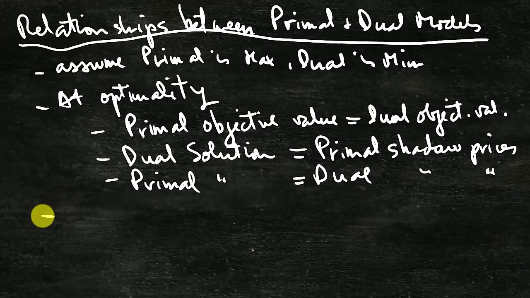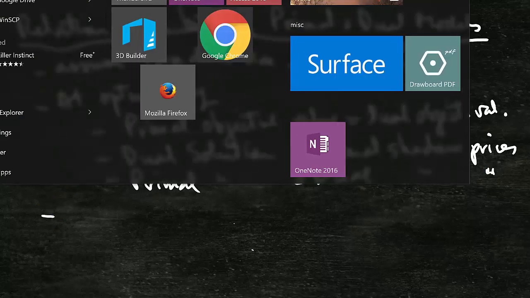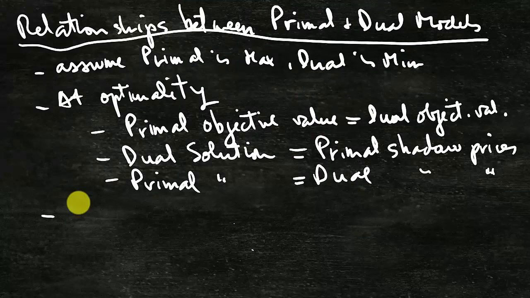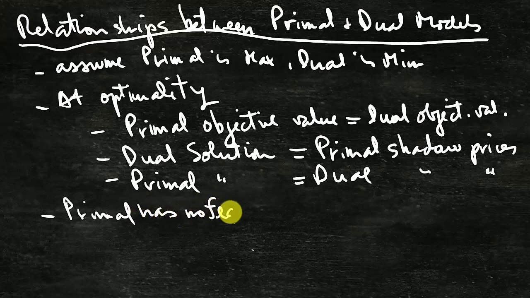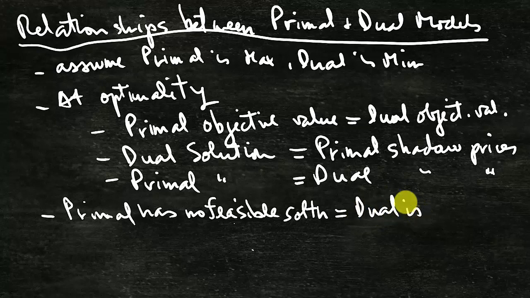That is at optimality. What is also true, we didn't observe this, but sorry, is that if the primal has no feasible solution, and the way you detect that is in the two-phase method, after phase one, you still have artificial variables in the basis, then the dual is unbounded.